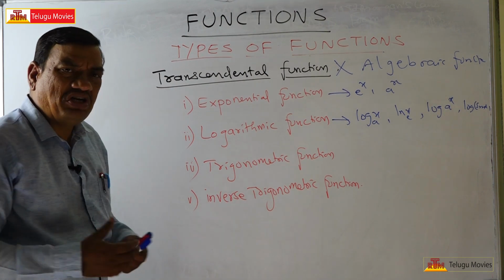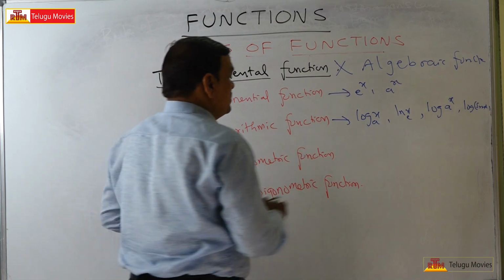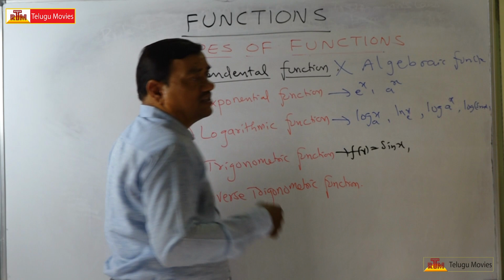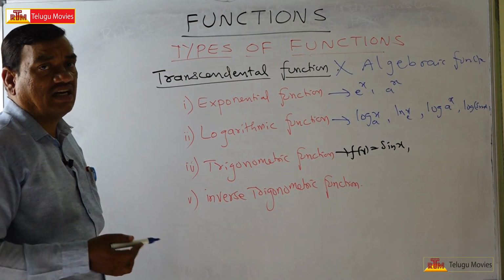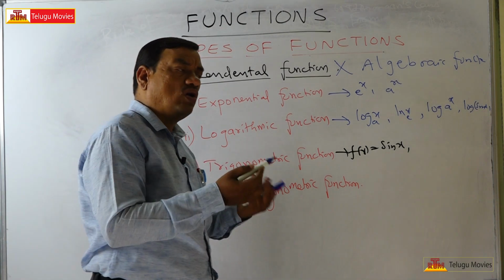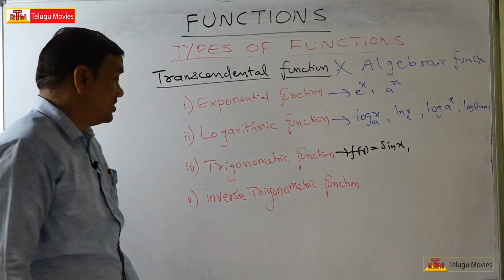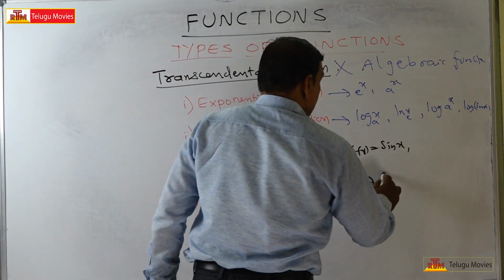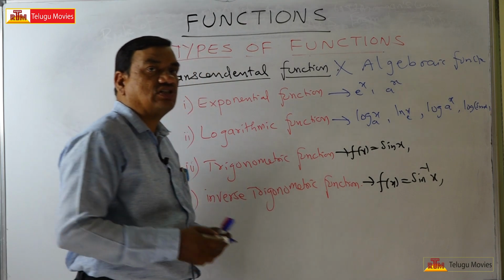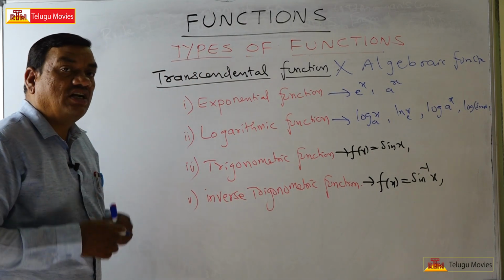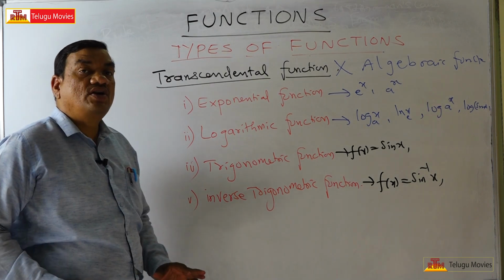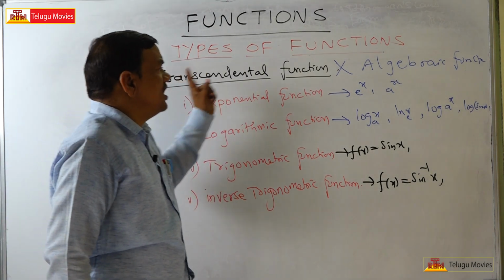Coming to trigonometric functions, as everybody knows, f of x is equal to sin x, cos x, tan x, cosecant x, secant x, cot x, again sin of 2x plus 3, sin of 6x plus 5, all come under trigonometric functions. Now inverse trigonometric functions, this also everybody knows, f of x is equal to sin inverse of x, cos inverse of x, tan inverse of x, cosecant inverse of x, cot inverse of x, all come under inverse trigonometric functions, but both are quite opposite.